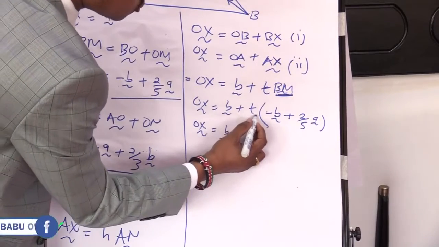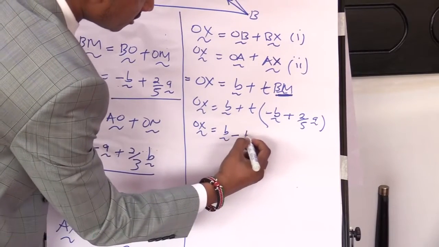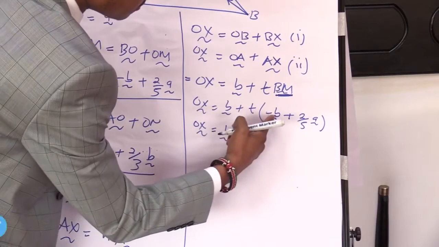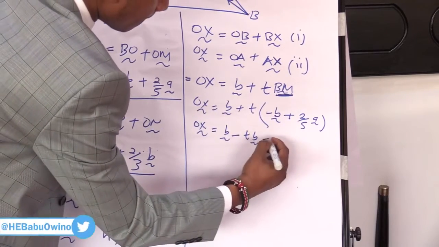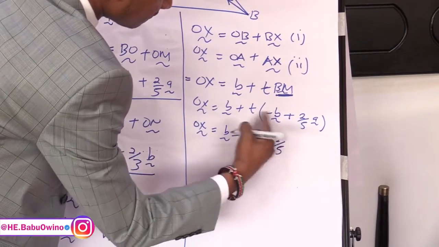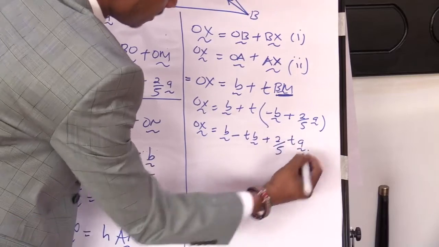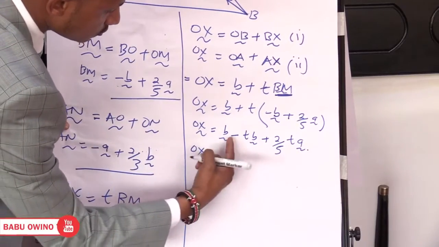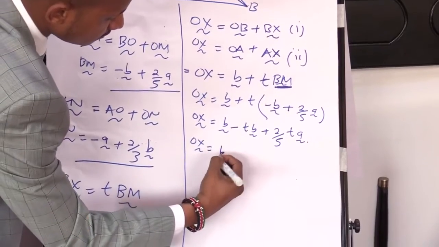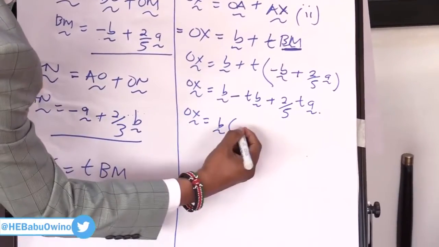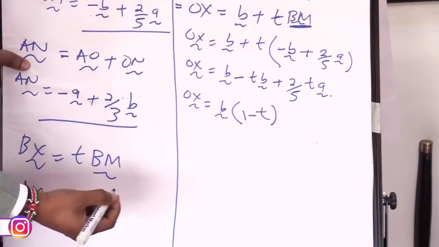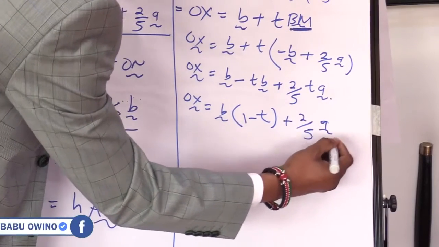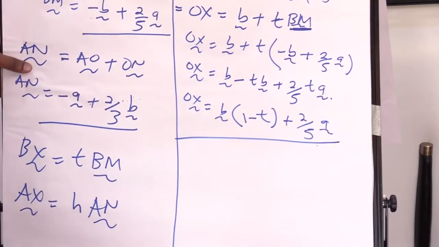So when you open this up, OX equals B. Use scalar T to open the bracket: T times minus B is minus TB, plus 2 over 5 of TA. Further simplifying, OX equals, common factor here is B, into 1 minus T, plus 2 over 5 of TA. That is one value for OX.